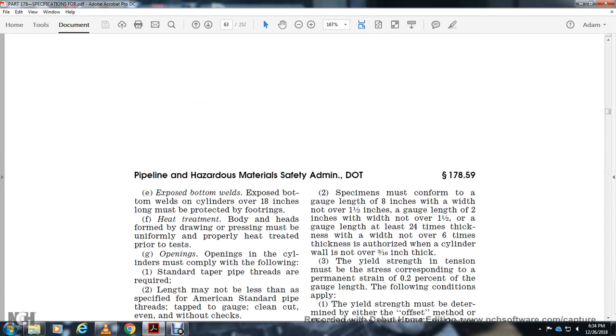Exposed bottom weld: cylinders over 18 must have protected foot rings. Heat treatment of the body with the head, with the form of the drum, with the process being uniformly and properly heated, treated with the power to test opening. Some of the following standards must be complied with: tapered pipe threads are required, with length of American standard pipe, with the temperature of the gauge of the clean cup even without checks.